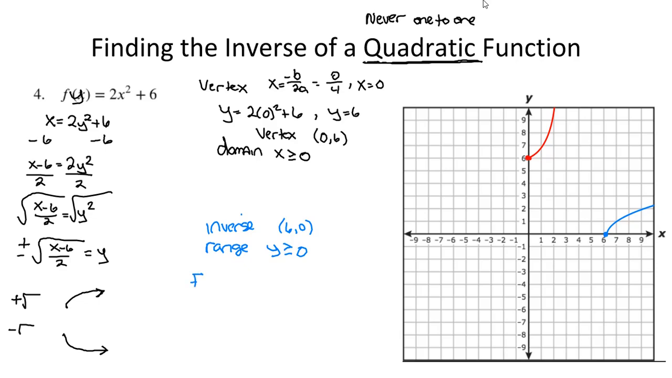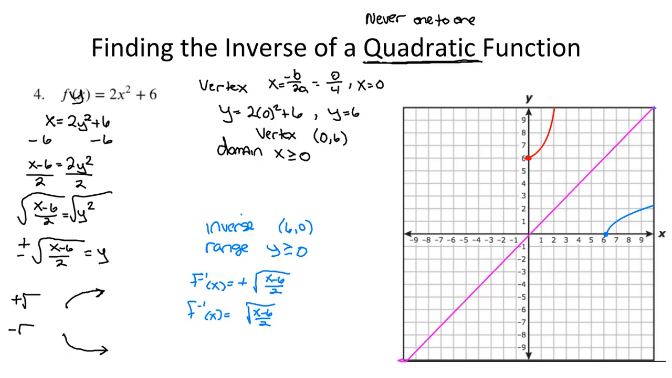Well, I'm going to write the notation now. F inverse of x is equal to the square root of (x minus 6) over 2. And we don't need to put the plus sign in front. We're going to assume that it's positive. So it looks like this. And like all inverse functions, you notice how this is a reflection over the y equals x line.